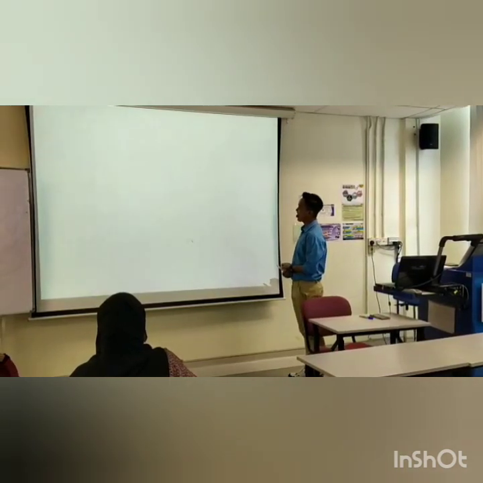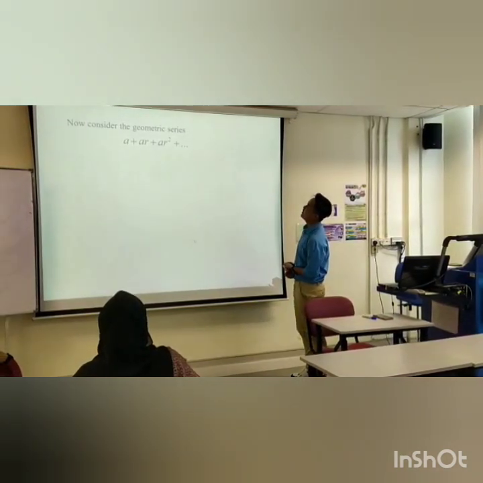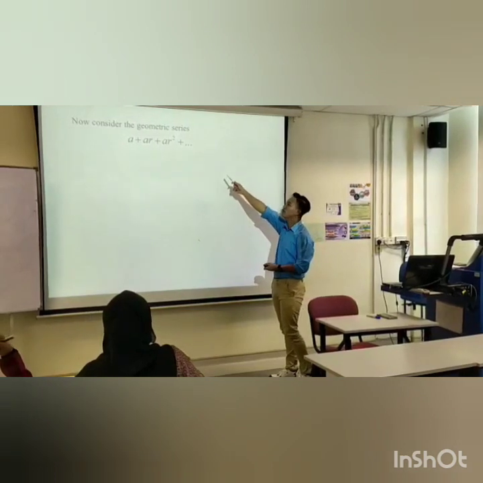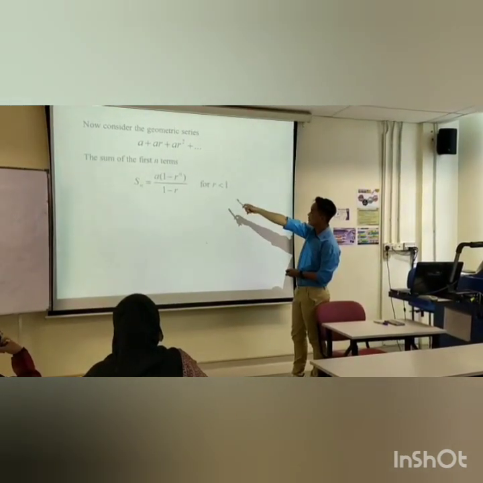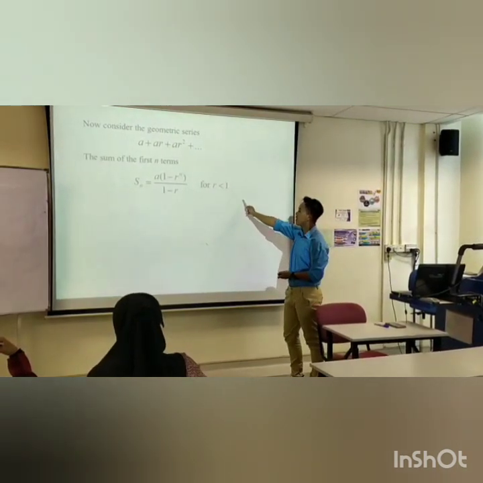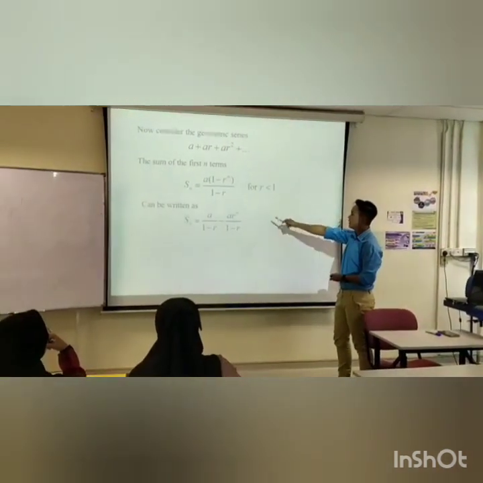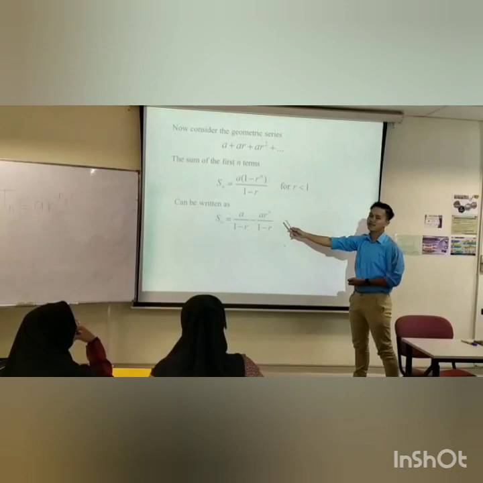Moving on. Now consider the geometric series as shown. The sum of the first n terms for R less than 1 can be written as this.